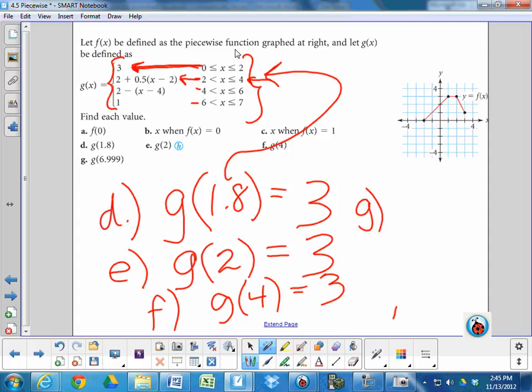Finally, in G, you've been in the garage for 6.999 hours. All right? So which domain are you in? 4, the last one. And if you're in the last one, how much do you owe? $1. You leave your car here for a really long time, you only owe $1.